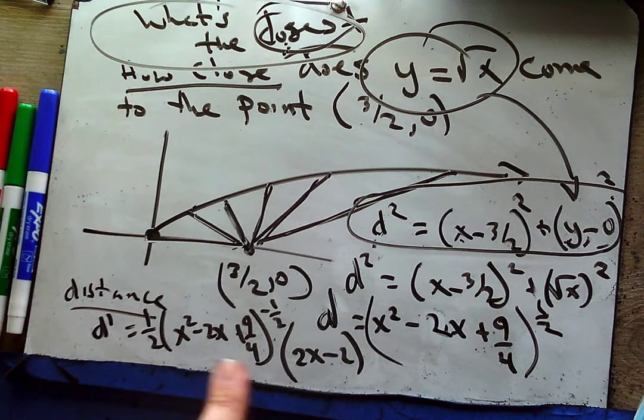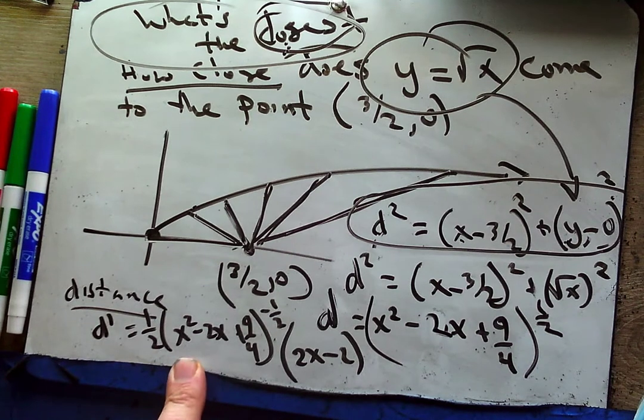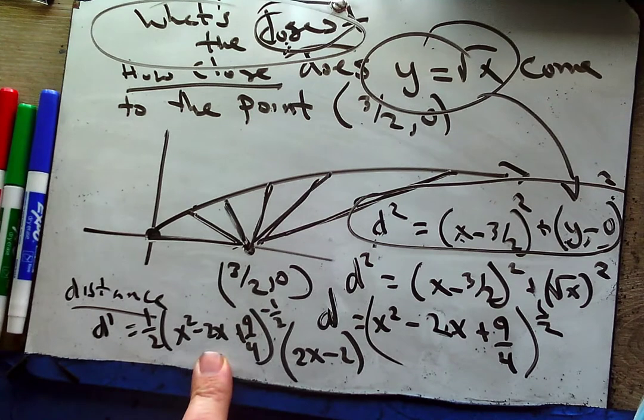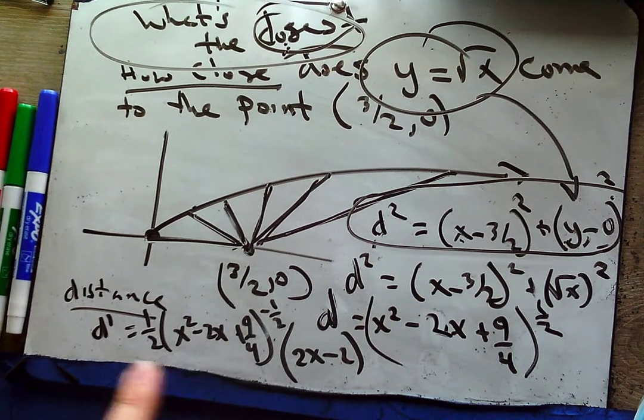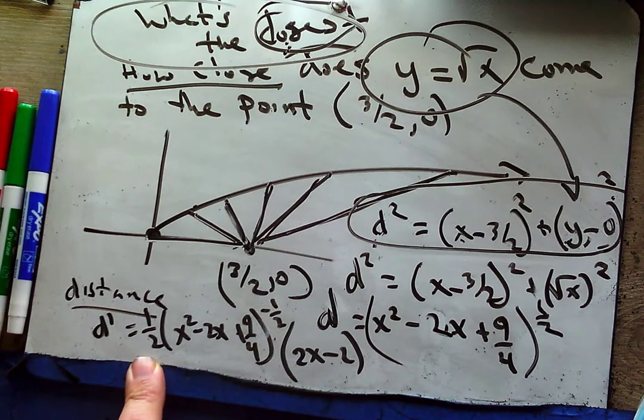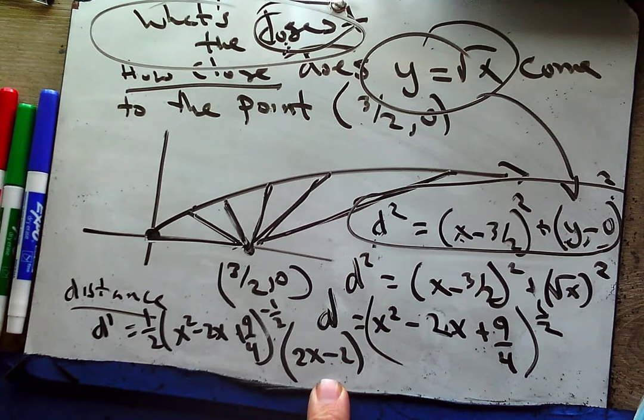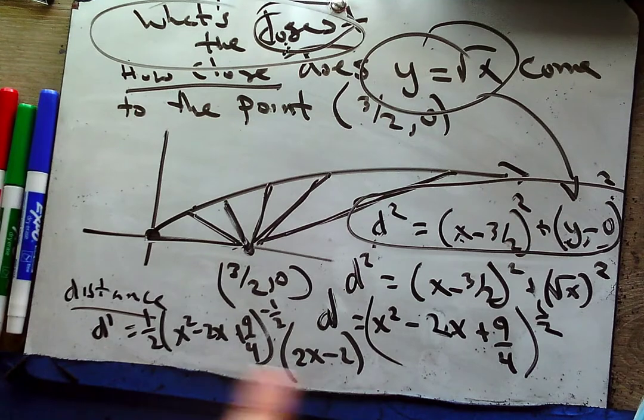Well, guess what? This is never equal to 0. This is never equal to 0. So my derivative is never undefined because that was on the bottom. This is never equal to 0. A constant is never equal to 0. This can be equal to 0. So d prime equals 0 when x is 1.